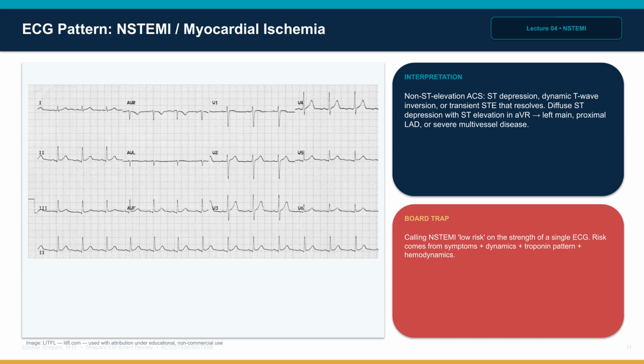NSTEMI does not mean low risk. The risk comes from symptoms, ECG dynamics, troponin pattern, hemodynamics, arrhythmia, and comorbid disease.